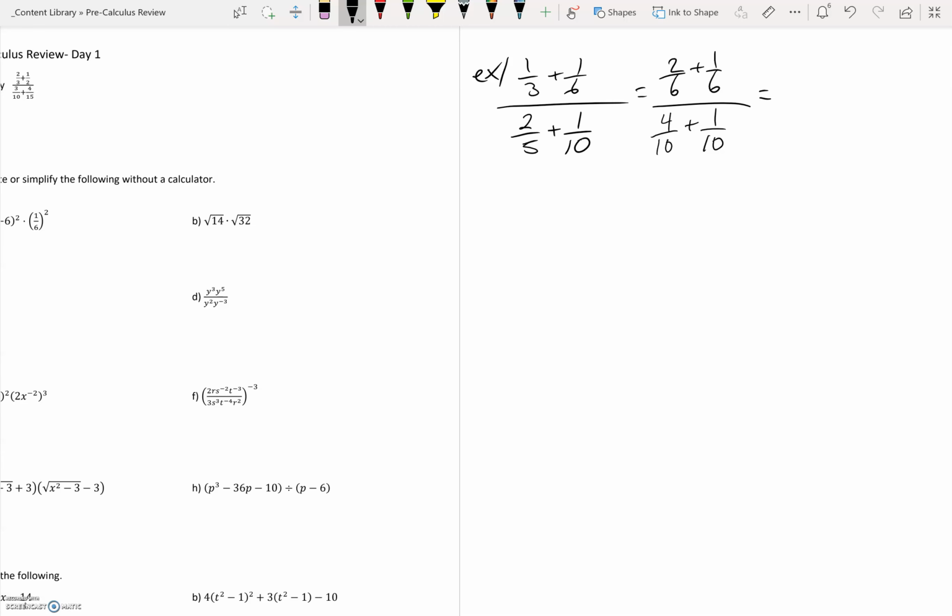And then now I'm going to add my fractions. So 2 plus 1 is 3. The 6 remains at the bottom. 4 plus 1 is 5. The 10 remains at the bottom. So I can even go a little bit further and simplify my fractions. 3 over 6 is the same thing as saying a half. And 5 over 10 is still the same thing as saying a half. So a half divided by a half, those are the same things. So that's just going to be 1 as your final answer.